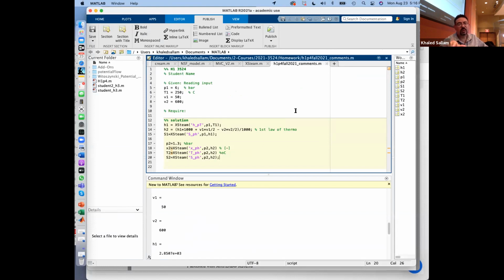Okay. Question about the homework or publishing in MATLAB? Okay. Yes. That's the first law on paper.